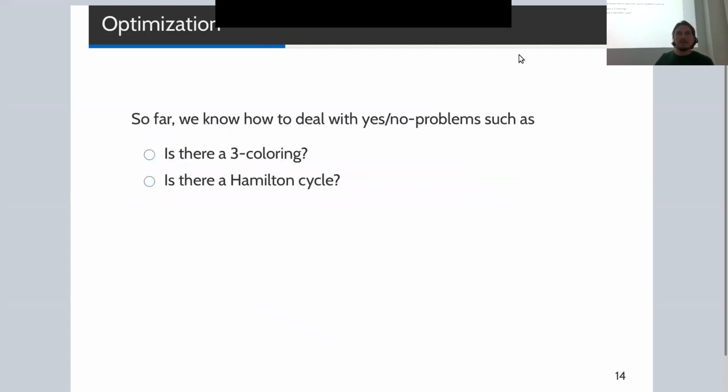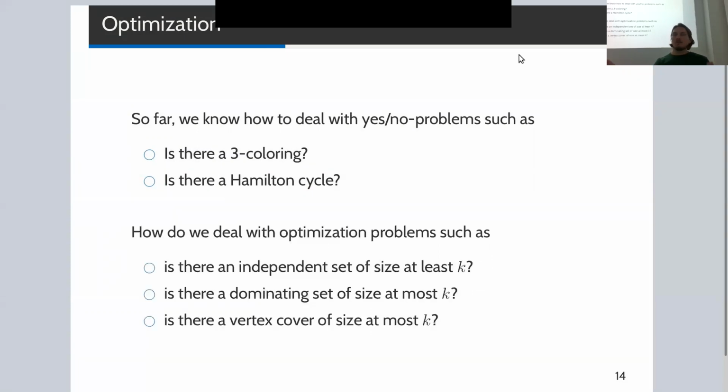So far we talked about yes/no problems, like is the graph 3-colorable? Does the graph have a Hamilton cycle? But oftentimes we also care a lot about optimization problems. A typical question would be, is there an independent set of size at least k? We know that you can solve this on graphs of bounded tree width, because we first did it manually using dynamic programming. Or is there a dominating set of size at most k? Is there a vertex cover of size at most k?